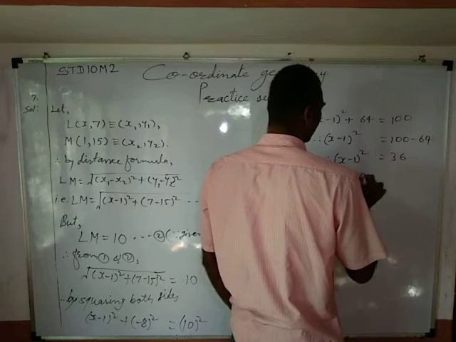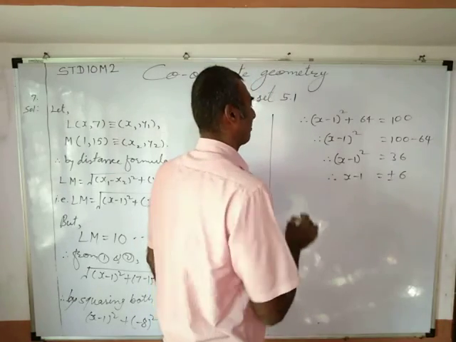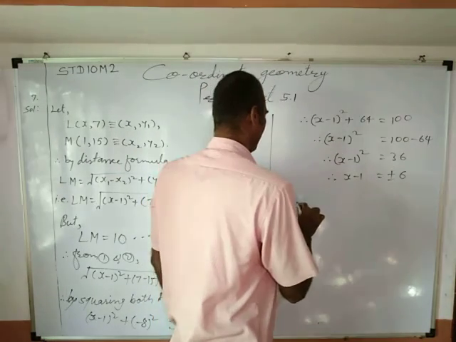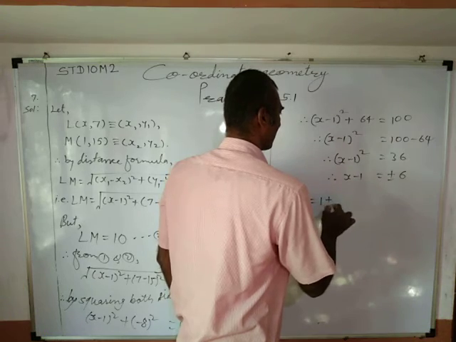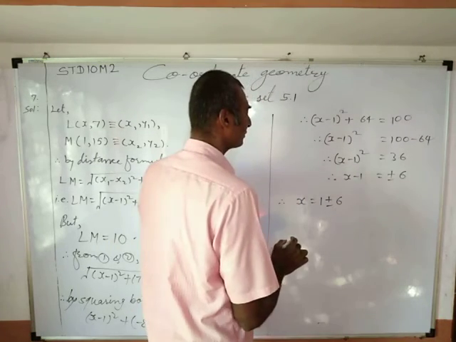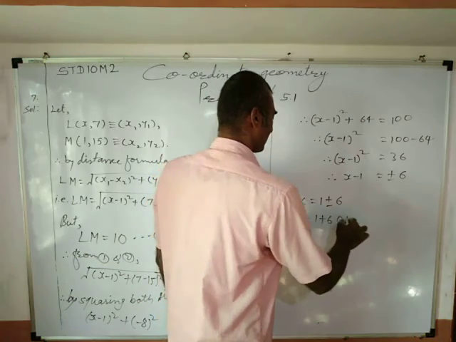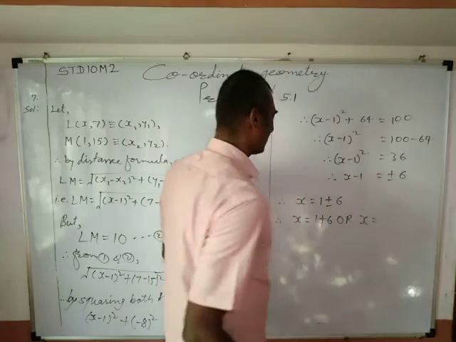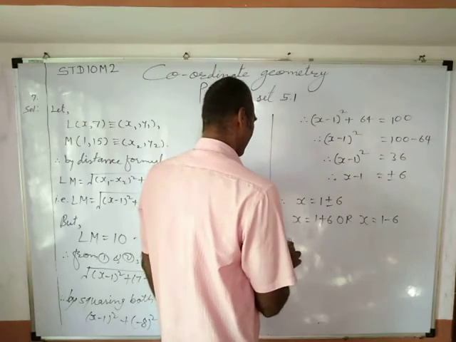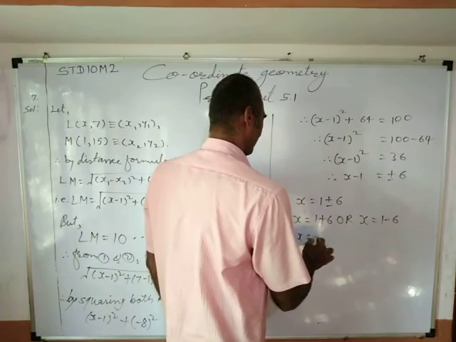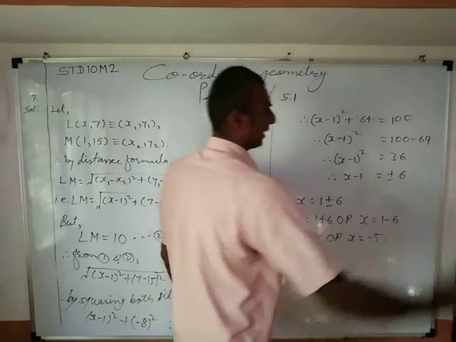And therefore, x minus 1 equals plus or minus 6. Therefore, x equals 1 plus or minus 6. And therefore, x equals 1 plus 6 or x equals 1 minus 6. And therefore, x equals 7 or x equals minus 5.